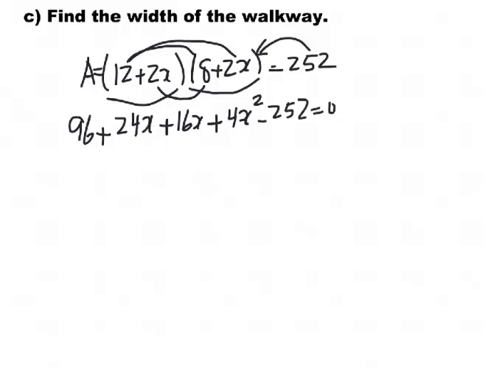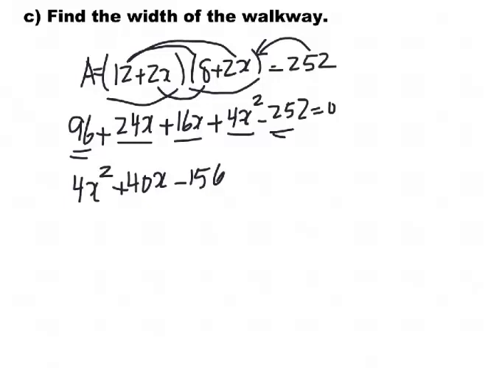Now I'm going to simplify this. I'm going to write 4x squared first. There is no like term like x squared. Then 24x plus 16x is going to give me 40x. Now I'm going to add 96 and negative 252, which is going to give me negative 156 is equal to 0. Now I have to solve this quadratic equation.